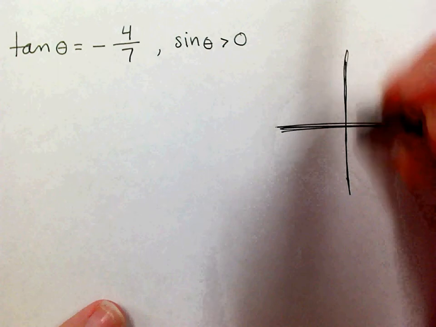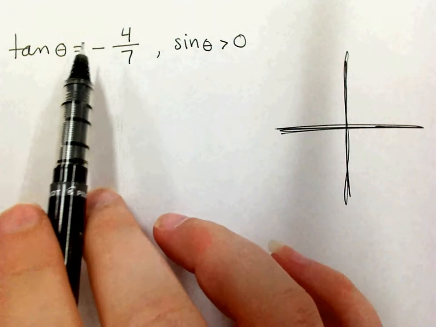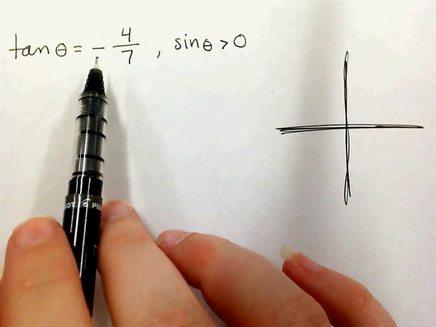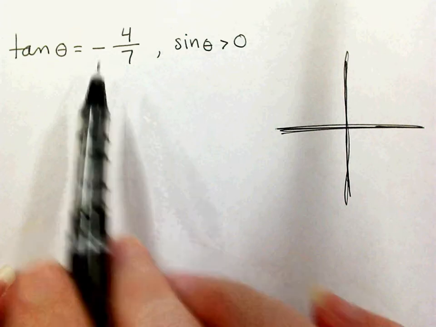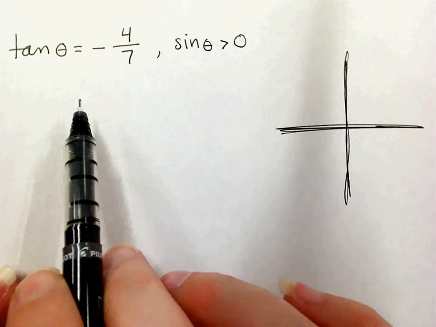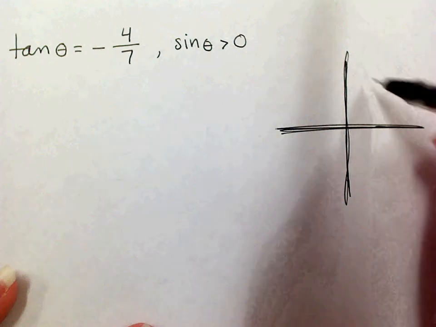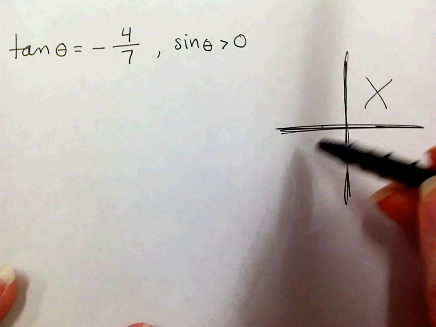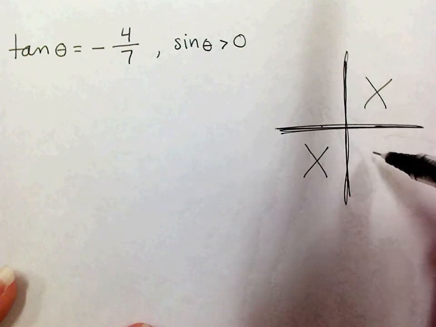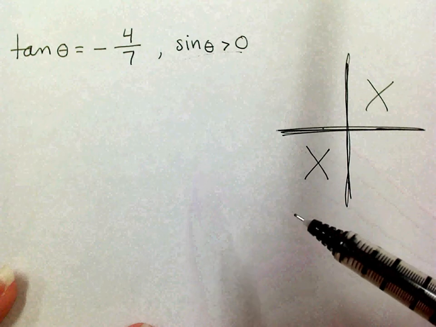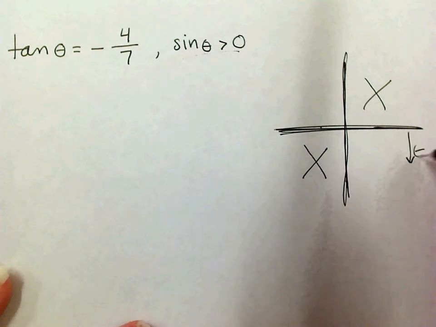Know. Okay, so if tangent's negative, tangent is opposite over adjacent, right? So the only way opposite over adjacent is negative is if one of them is positive and one of them is negative, right? What do you know about this quadrant? It's all positive. Opposite and adjacent are both negative, which makes tangent positive, so tangent's only negative here or here. And then sine is positive. Sine is x or y? Y is negative here and positive there, so it's got to be in this quadrant.